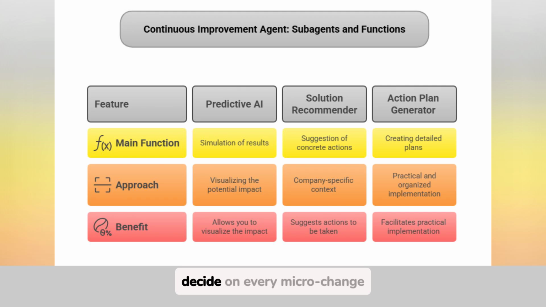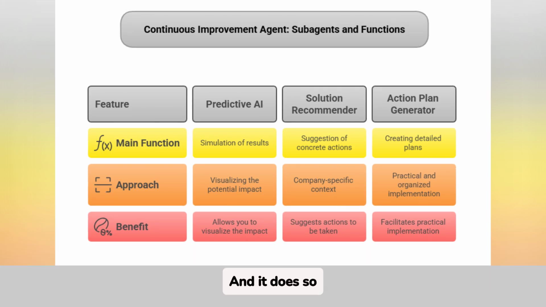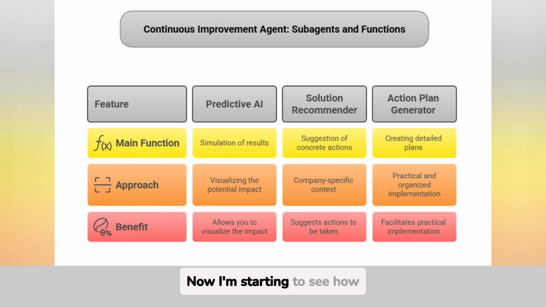So this agent is the one that really gives me speed. Because I don't have to decide on every micro change myself, the system proposes, justifies, gives me a plan, and on top of that, it tests it for me. And it does so constantly. Improvement after improvement, learning after learning. It's like having an internal innovation cell working tirelessly, day and night, without having to hire a new team of consultants every quarter.